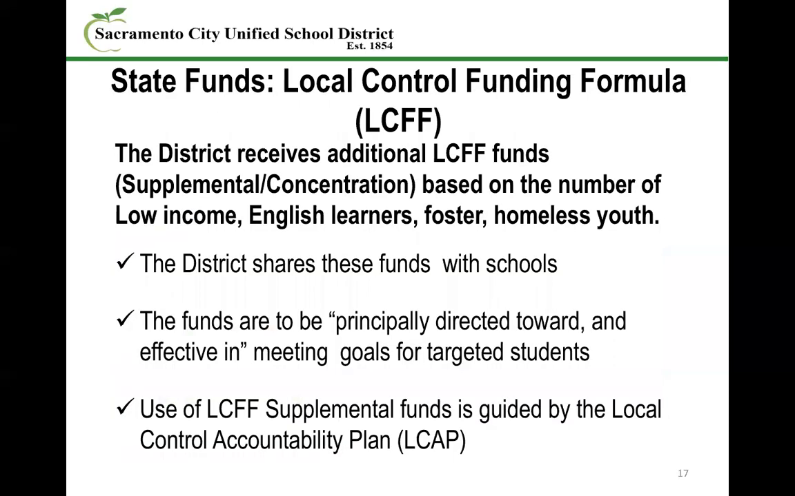The district receives additional LCFF funds or supplemental concentration funds based on the number of low-income English language learners, foster youth, and homeless youth students. The district shares these funds with schools, and as I said earlier, they must be principally directed towards our targeted students. In addition, the LCFF funded plans in your SPSA must also align to our LCAP, or our Local Control Accountability Plan.